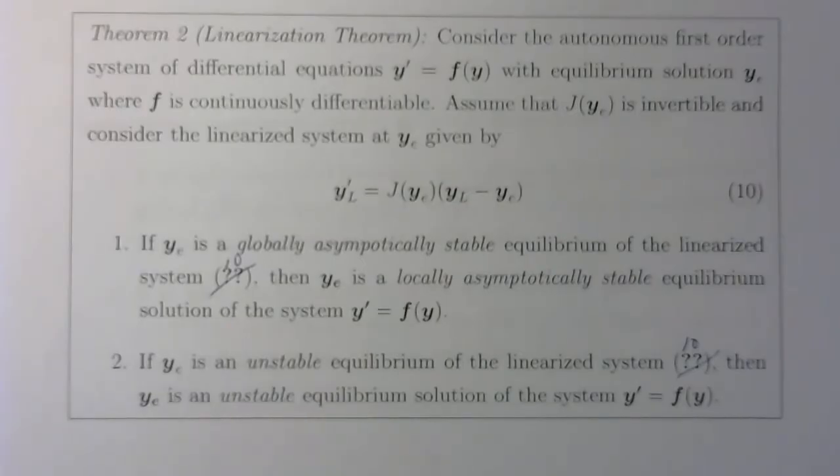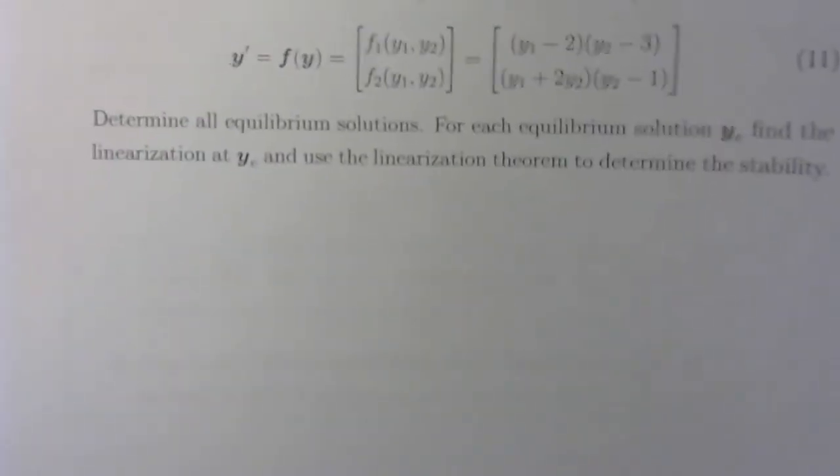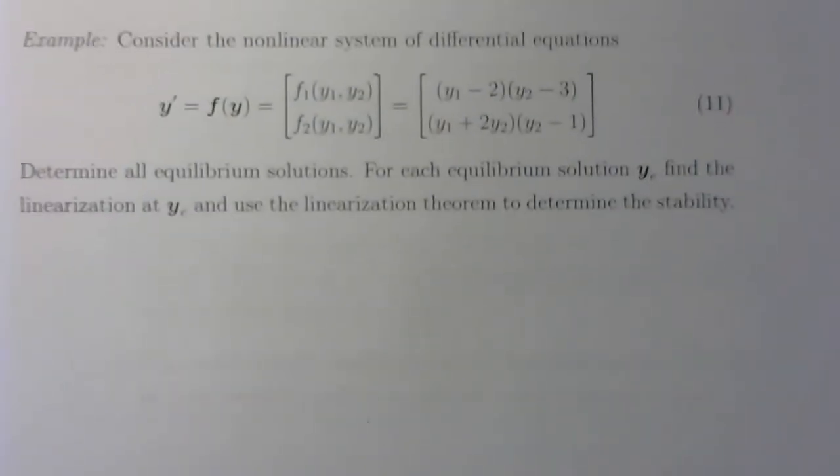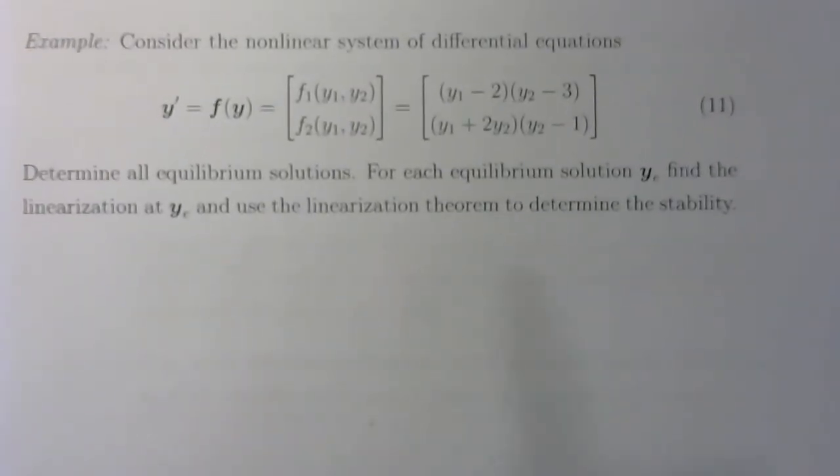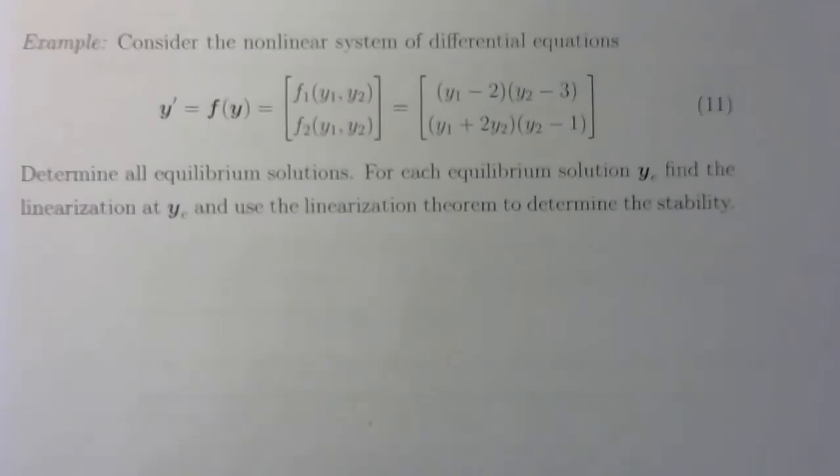And let's go through 2 examples, one small and one big, so we can start to understand how to use these concepts. So this is just a we're turning the crank example, and then we'll have a longer example where we look at an epidemic model. Okay, so just consider this nonlinear system. y prime is f of y here. So I'd like you to determine all the equilibrium solutions, and then for each one, linearize near it and use the linearization theorem that we just saw to talk about its stability.